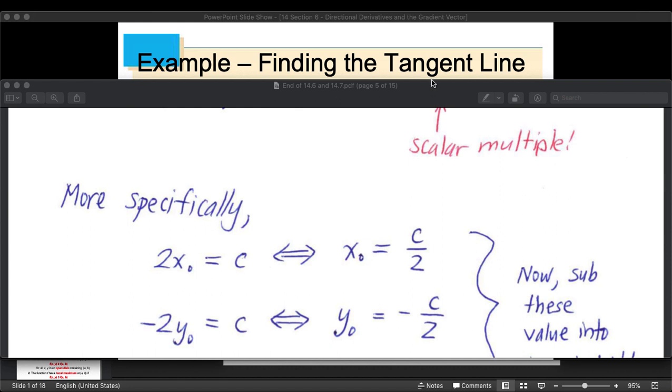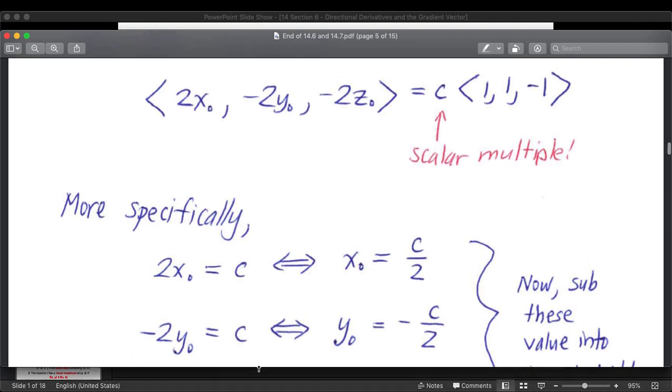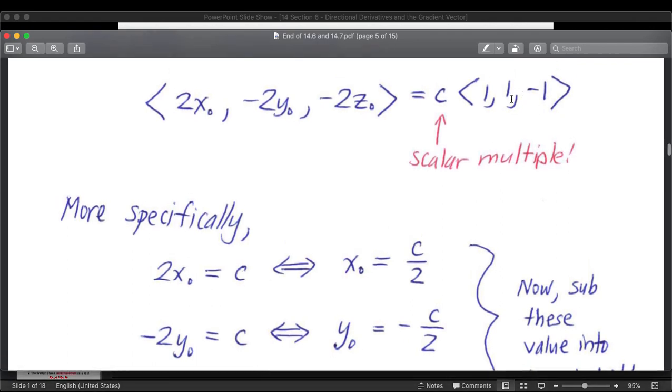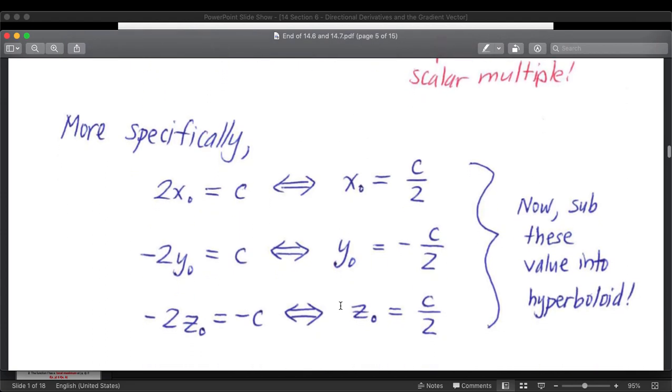Obviously, if you set the y component equal to the y component of the second formula, you get, again, negative 2y sub 0 equals c, which solves to y sub 0 equals negative c over 2. And as you can imagine, the z value will also be very similar. And then what we're going to do next is take all three of these values and sub them into the hyperboloid equation.